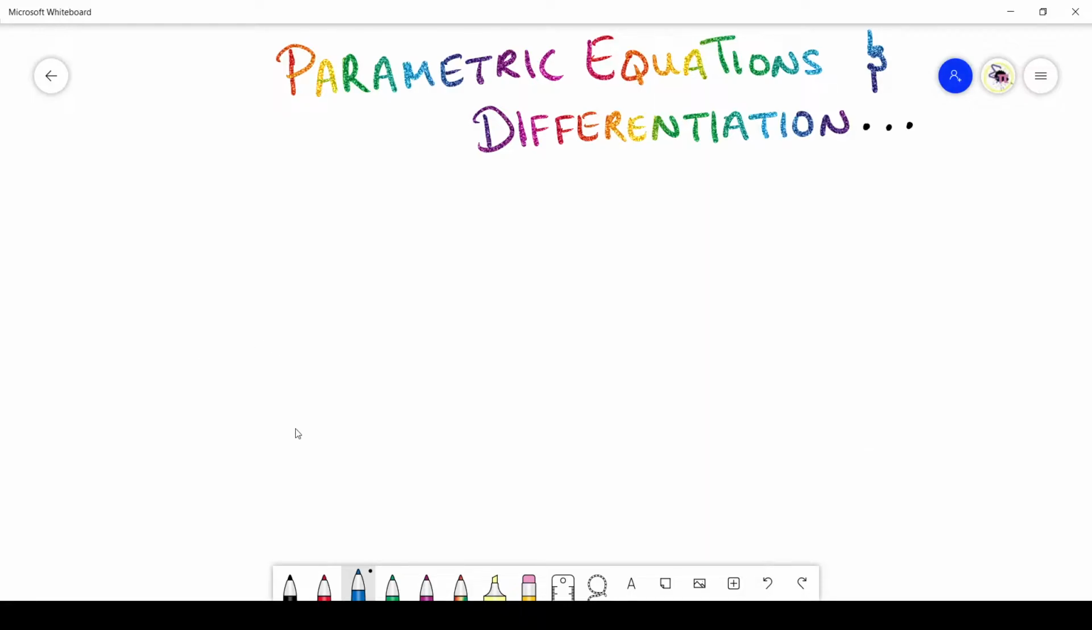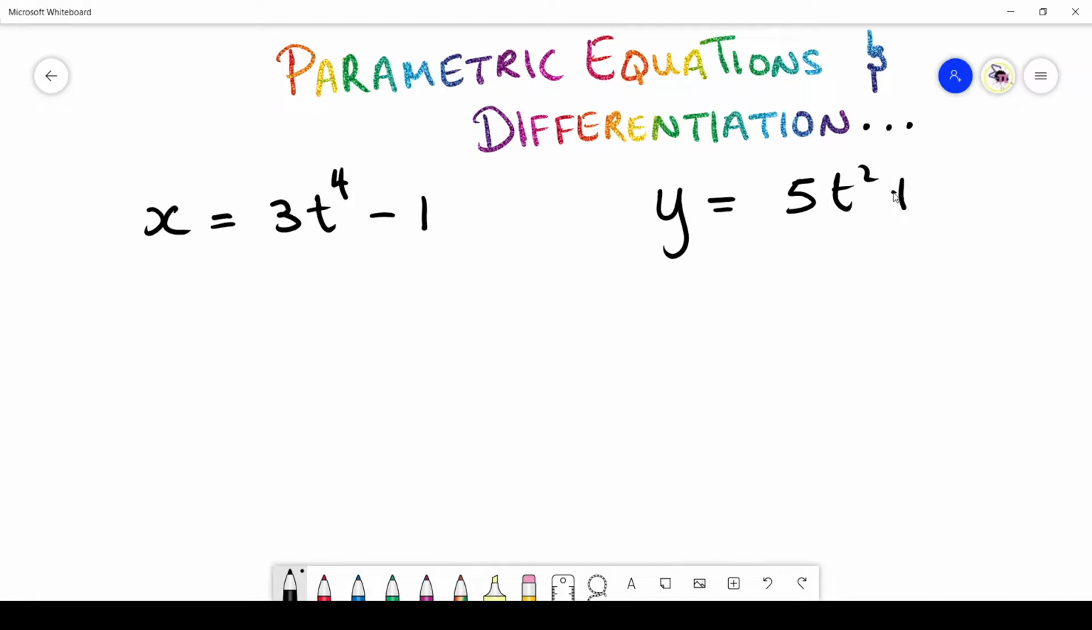Okay, so I'm going to start with a first equation. Let's just say we have x equal to 3t to the power of 4 minus 1. And let's have a second equation, y equal to 5t squared plus, let's just say, t to the power of 4. All right, so you can see on screen we have two equations.